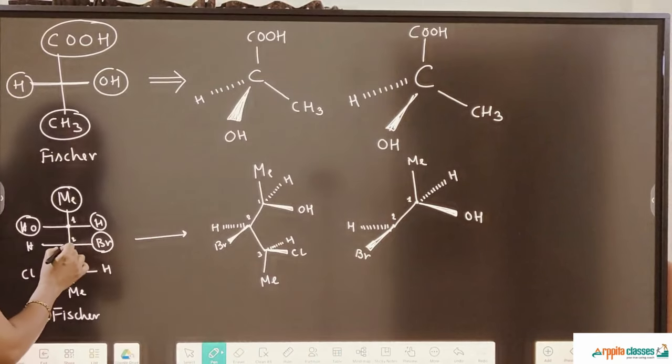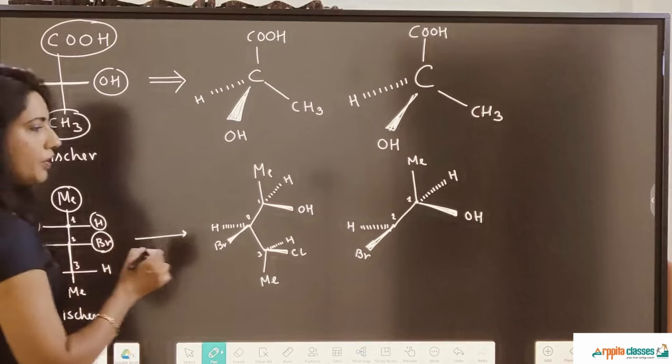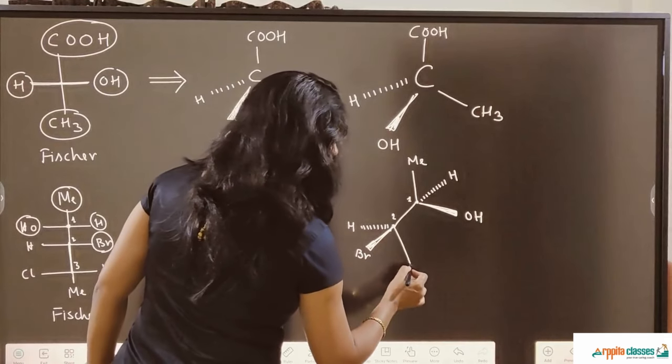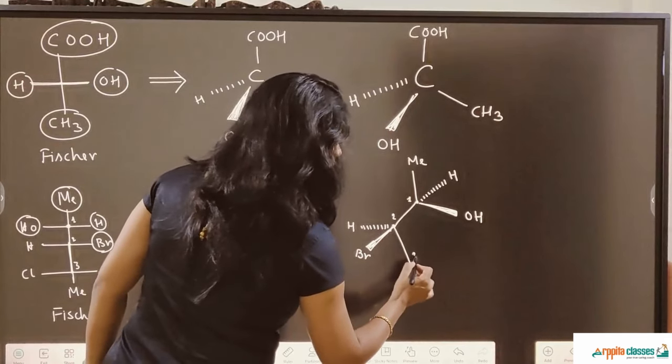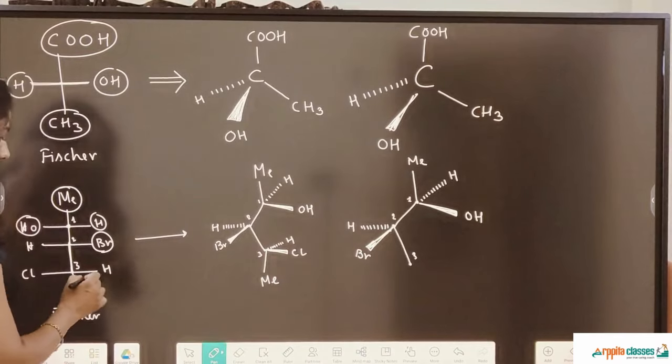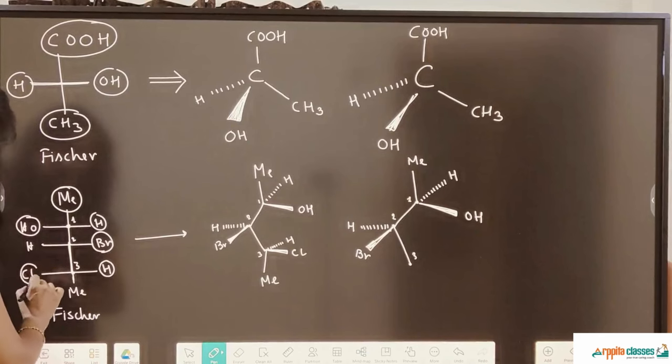Okay, and now the other carbon is carbon number 3. So that will be on the plane. I'll be showing the carbon number 3 like this. Now come to the carbon number 3. On carbon number 3, this is your lower molecular mass, this is higher molecular mass. So this is below the plane and this is above the plane.